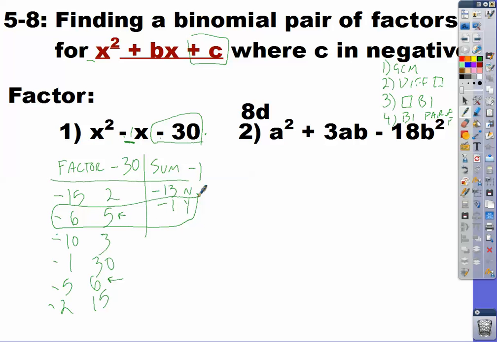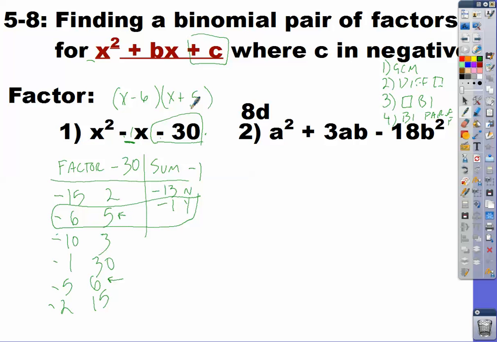What is the equivalent expression in factored form? Betsy: x minus 6 times x plus 5. And I don't particularly care which binomial comes first.